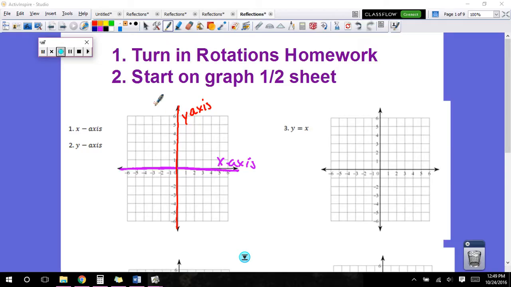So we have the x-axis, we have the y-axis. The next thing we need is y equals x. What does y equals x look like? Going across. What do you mean across? Top right corner to the bottom left. Okay.